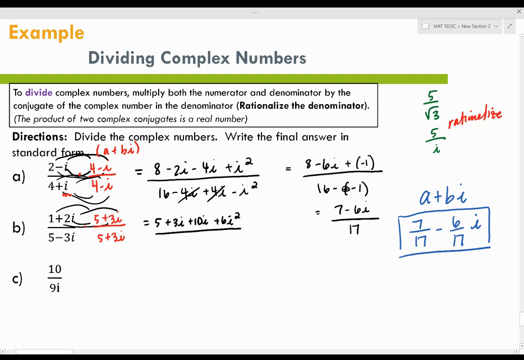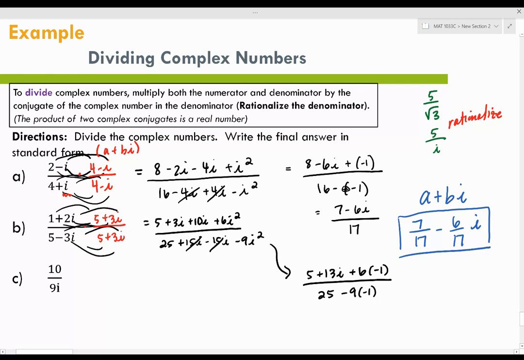And the denominator, once we FOIL it, should be 25 plus 15i minus 15i minus 9i squared. All right, if we simplify the numerator, it's going to be 5 plus 13i plus 6 times negative 1. And the denominator is going to be 25. The middle terms are going to cancel. Minus 9 times negative 1.